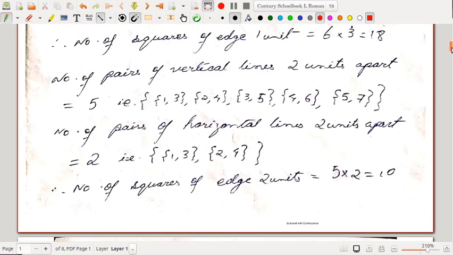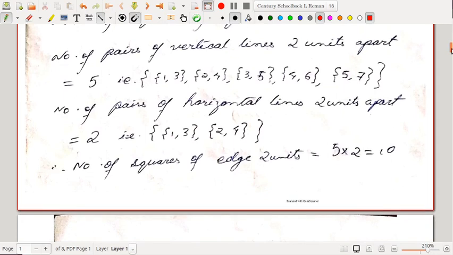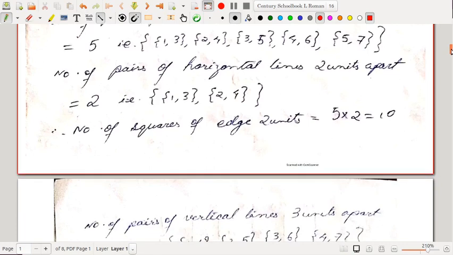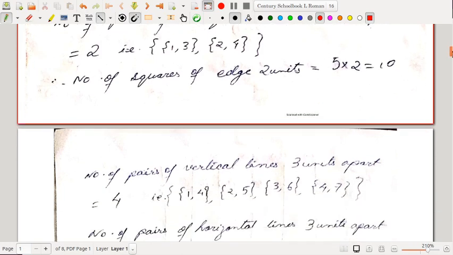Similarly, the number of pairs of vertical lines 2 units apart: the first line and third line, second line and fourth line, and so on. That way there are 5 pairs. And the number of pairs of horizontal lines which are 2 units apart is 2: 1, 3 and 2, 4. So the number of squares of edge 2 units is 5 into 2, that is 10.